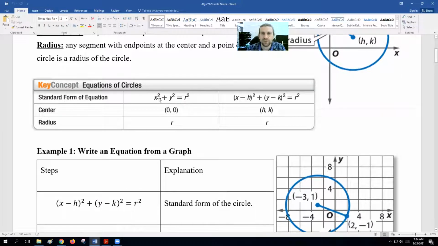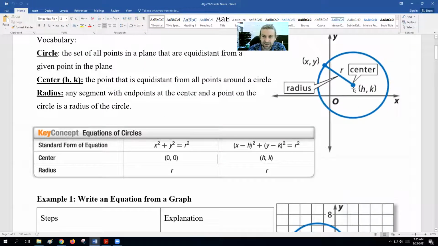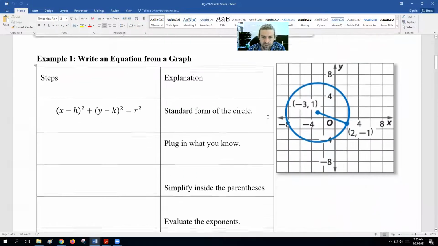So the standard form of an equation is x squared plus y squared equals r squared. Now that's only if the center is at (0, 0). So those are always going to be really nice and easy, just like when we did parabolas that had a vertex at (0, 0). It gets a little bit more complicated if we have a center that's not in the middle of our graph, at a point (h, k). It's going to be (x minus h) squared plus (y minus k) squared equals r squared.